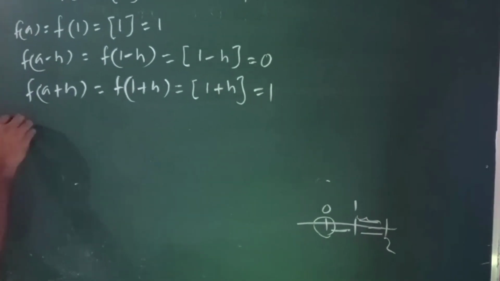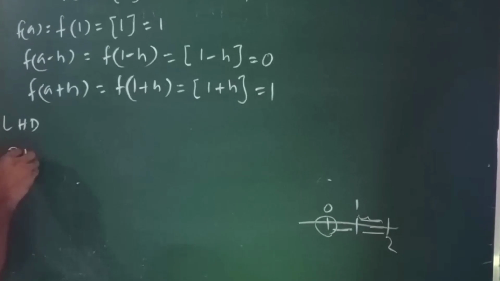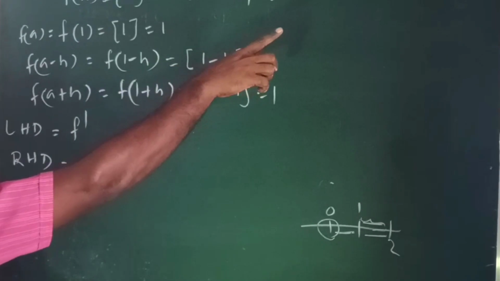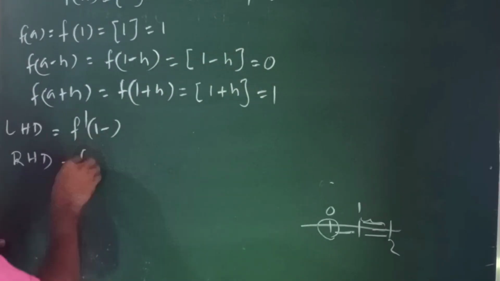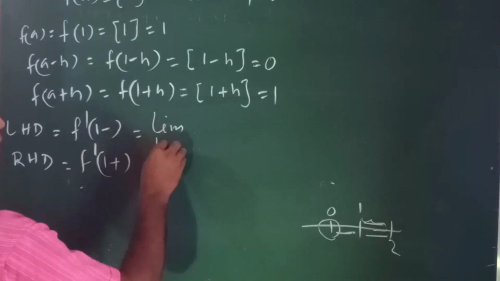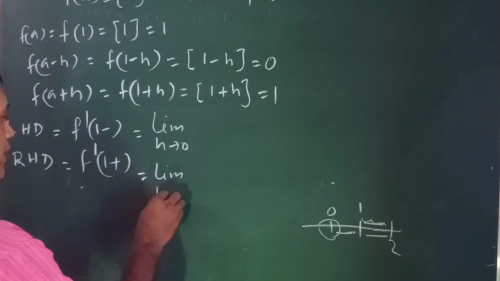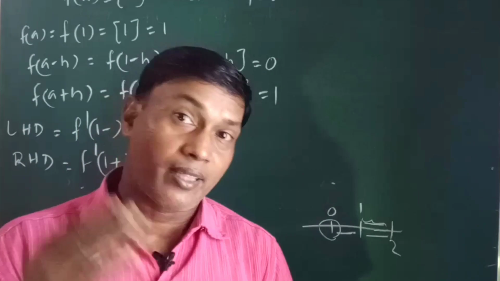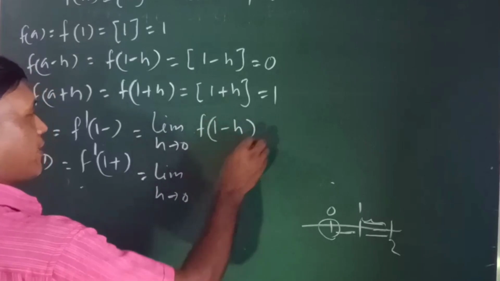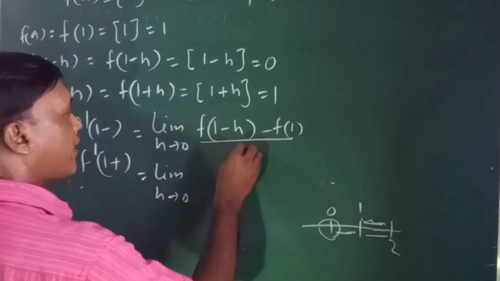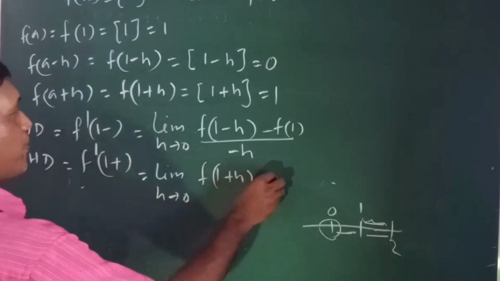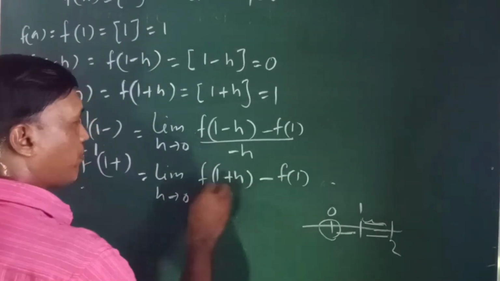अब देखो कितना आसान हो गया. लेफ्ट हैंड डेरिवेटिव और राइट हैंड डेरिवेटिव. लेफ्ट हैंड डेरिवेटिव f dash at कौन सा पॉइंट में? 1, f dash 1 minus, this is f dash 1 plus. फॉर्मूला क्या है? लिमिट h tends to 0, इधर भी लिमिट h tends to 0. देखो मैं कंपेयर करके बताता हूँ कितना आसान है. Limit h tends to 0, f of 1 minus h minus f of 1 by minus h. This is f of 1 plus h, f of 1 plus h minus f of 1 by plus h.